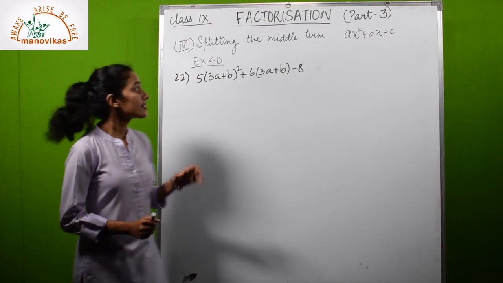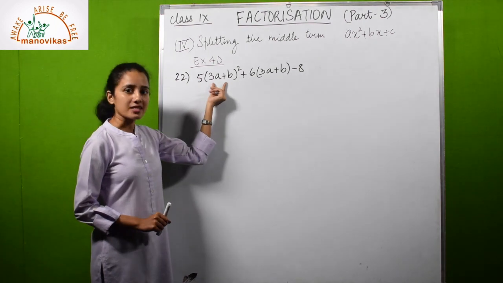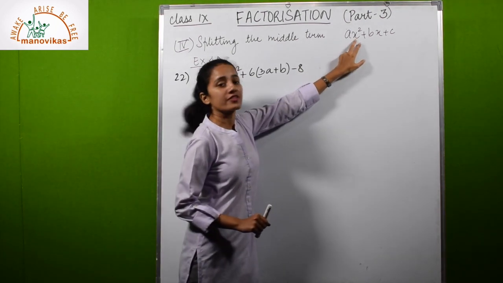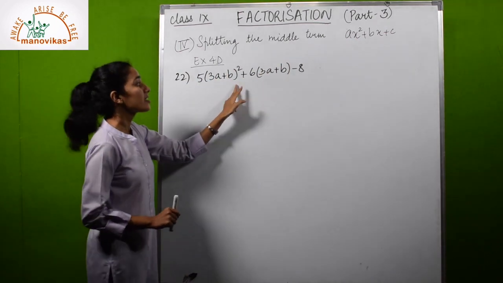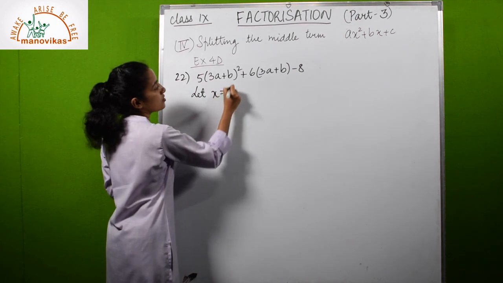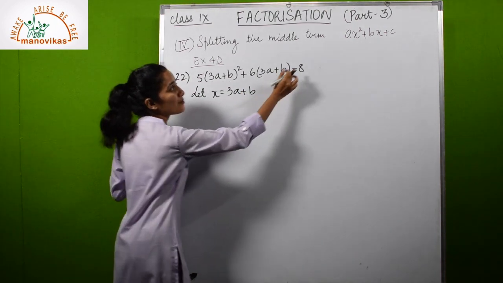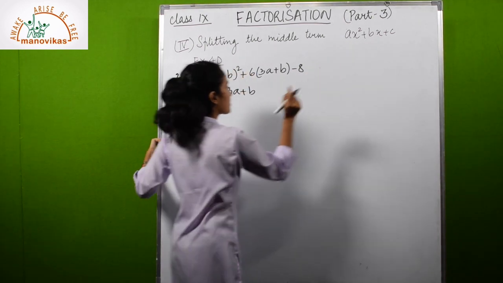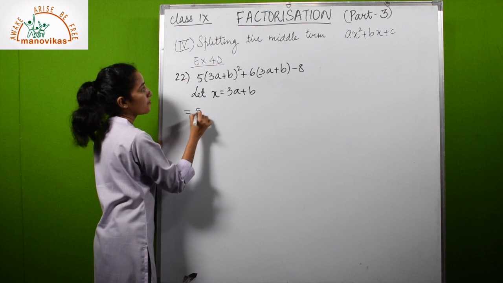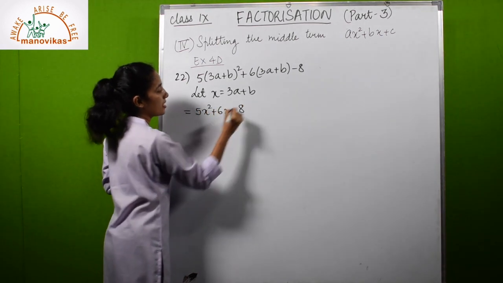That's it. Let's consider another problem. In place of a variable, we see that there is an entire bracket which is taking the place of x here. So what we'll have to do is make a substitution. Say let x be equal to 3a plus b, since the same bracket has been repeated in place of x squared and x. So this algebraic expression will reduce to 5x squared plus 6x minus 8.